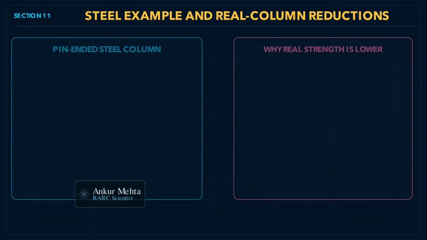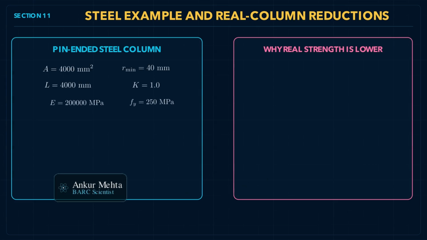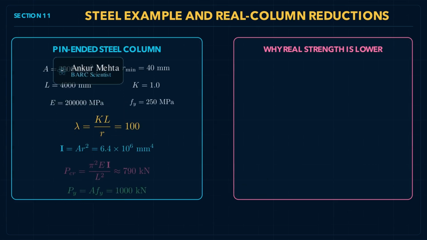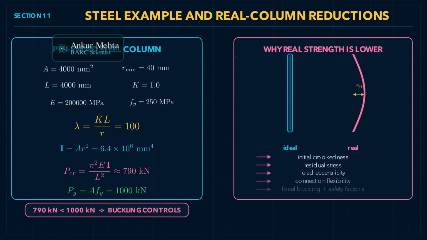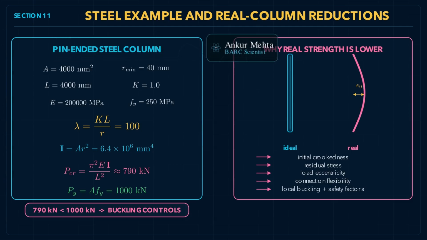Let us run a quick example. Consider a steel column with an area of 4,000 square millimeters, a minimum radius of gyration of 40 millimeters, and a pin-ended length of 4,000 millimeters. Take E as 200,000 megapascals and yield stress F sub y as 250 megapascals. The slenderness lambda is exactly 100. The second moment of area, I equals A r squared, is 6.4 million millimeters to the fourth. Substitution into Euler's formula gives a critical load of about 790 kilonewtons. The yield or squash load, A times F sub y, is 1000 kilonewtons. Therefore, elastic instability governs in the ideal model.